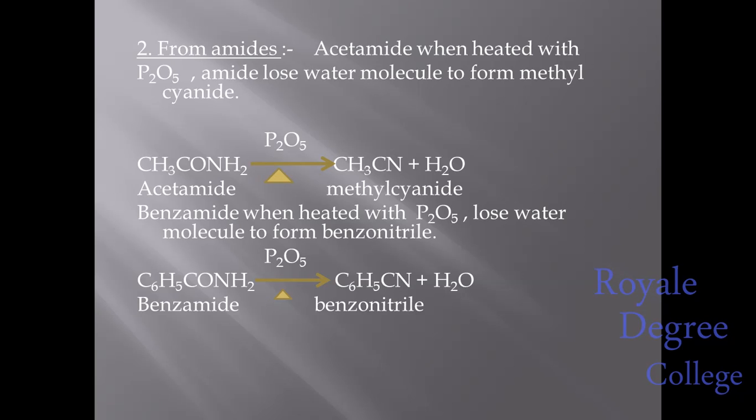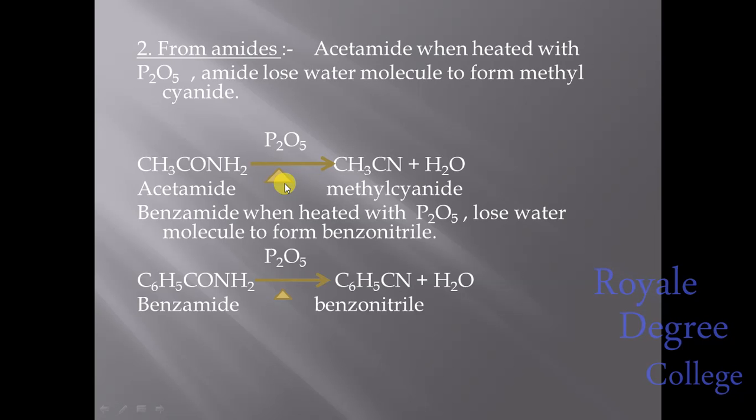Next preparation of cyanide is from amides. Acetamide we are taking here. Acetamide when heated with phosphorus pentoxide, an amide loses water molecule and forms methyl cyanide. So here you can see the reaction CH3CONH2. It is named as acetamide. In that we are adding phosphorus pentoxide. So here phosphorus pentoxide is acting as a dehydrating agent.